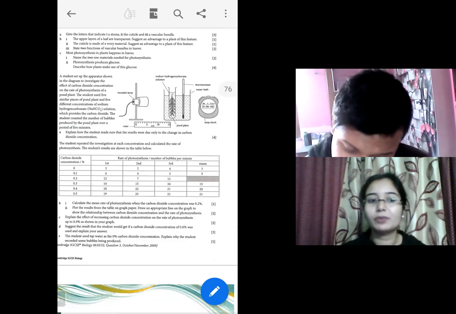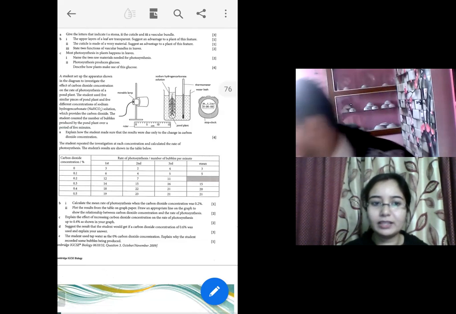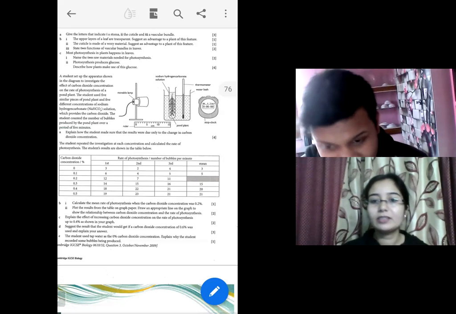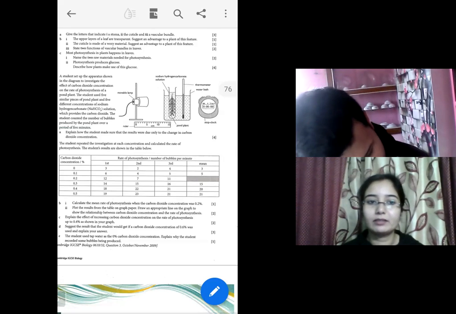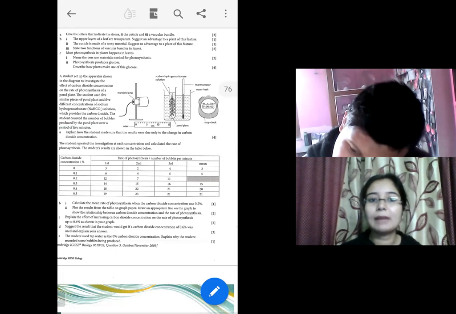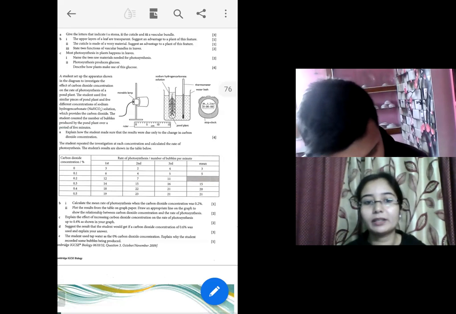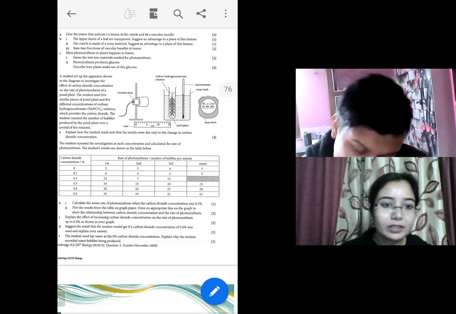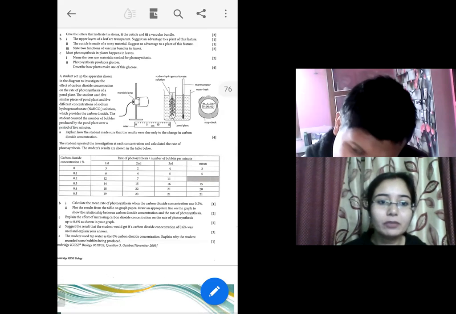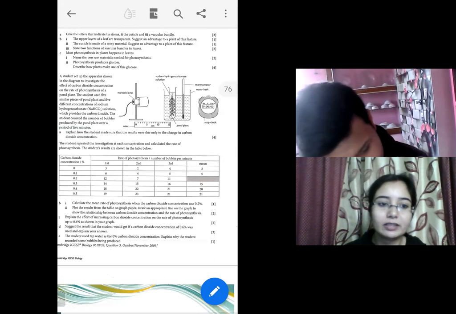There is no important value of the ruler in answering the question. There is no question from that. I think in section B there might be a question. I haven't seen it yet, but this is very important for making this setup. The distance between the lamp and the plant should be the same in all the setups that they have arranged. Here you can see the rate of photosynthesis increases as the carbon dioxide concentration is increased.